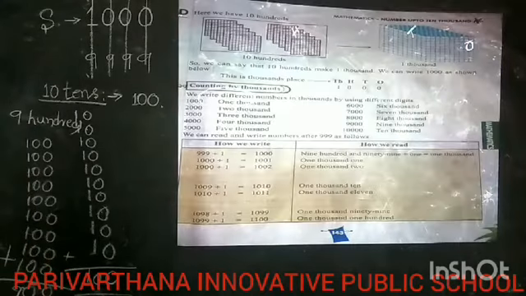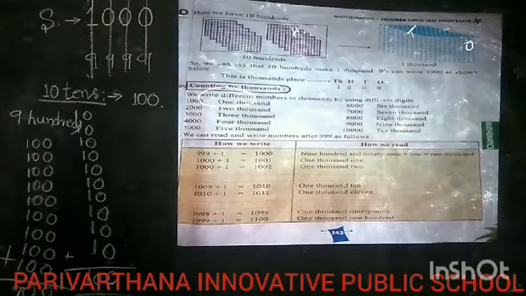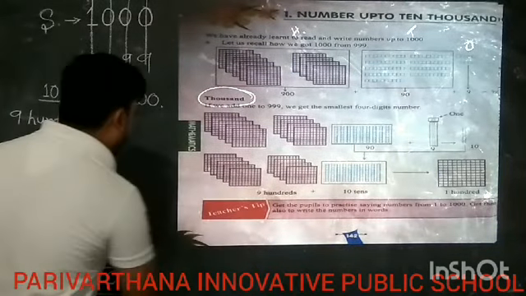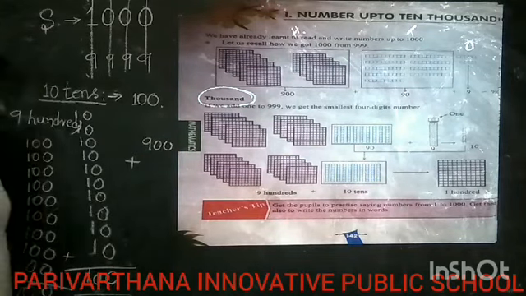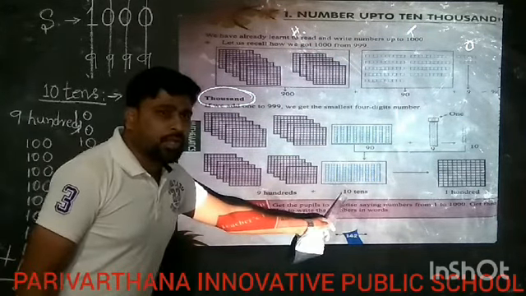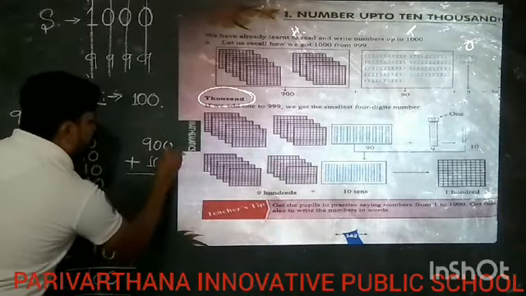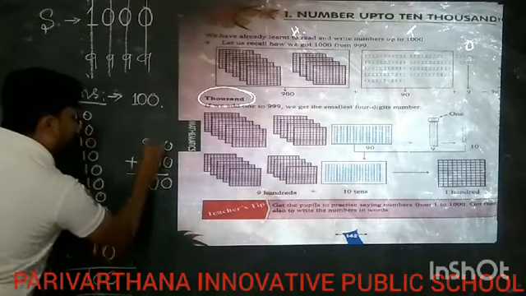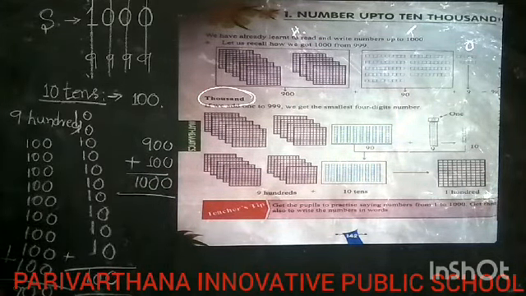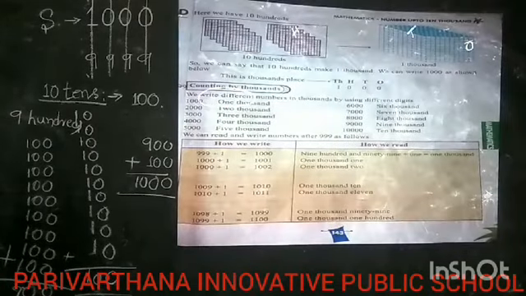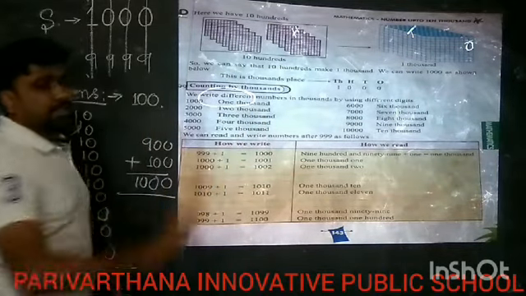Now how will we get 1000 here? In the previous one, here 900, plus here 10 tenths, you already know that. 10 tenths is nothing but 100. 0, 0, 9 plus 1, 10. We get 1000. How much? We get 1000. See here? We get 1000, 10 hundreds.